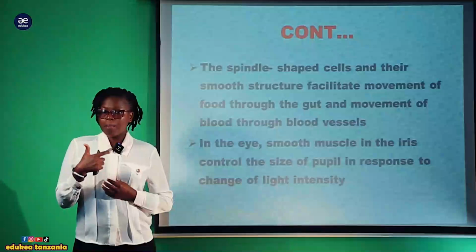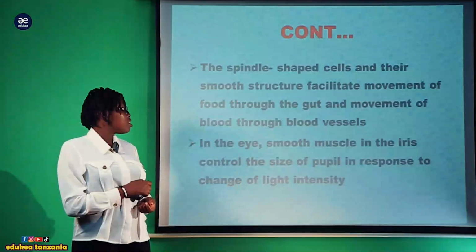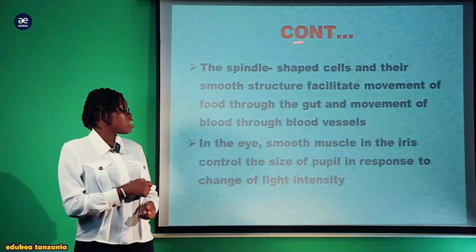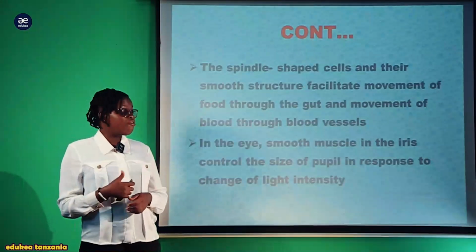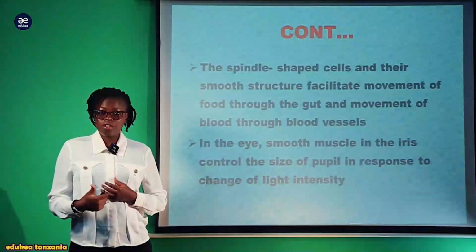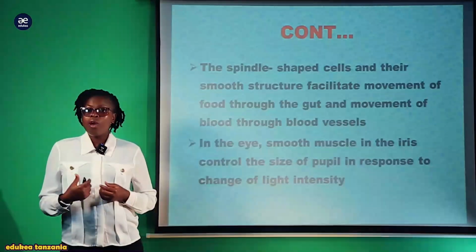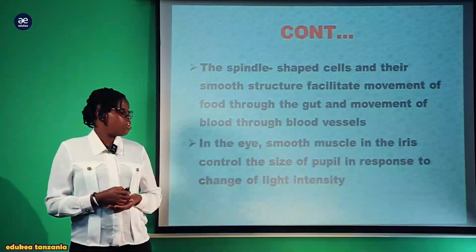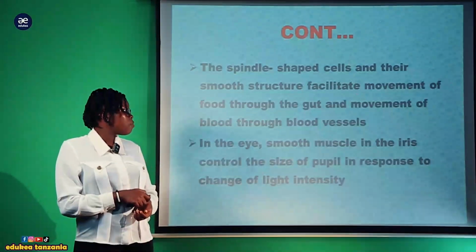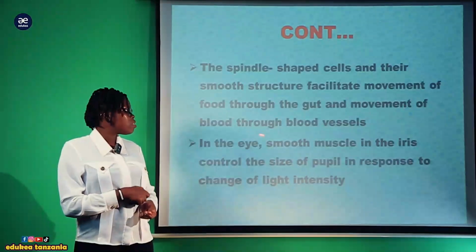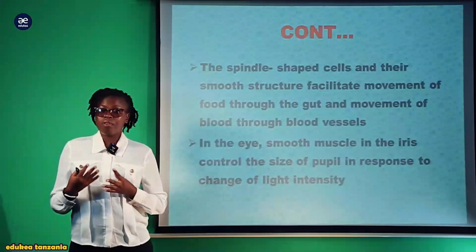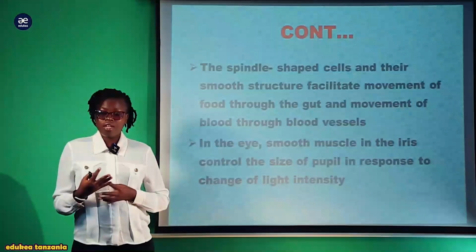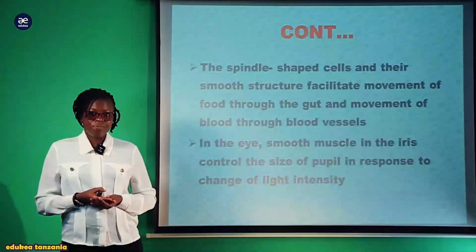We learn how we get adaptation. So they tend to have the spindle-shaped cell and their smooth structure, which helps in facilitation of the movement of food through the gut in the alimentary canal. We say that they are found in internal organs, for example in the alimentary canal. So they tend to facilitate the movement of food through the gut and movement of blood through the blood vessel. They help in vasodilation as well as constriction of blood vessel during the blood flow.